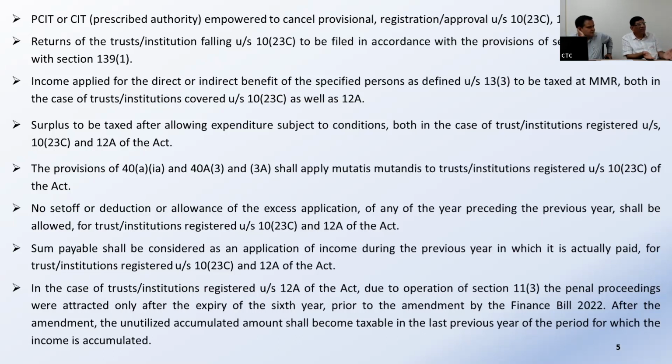Either you change your system of accounting 100% to cash, or you continue with mercantile and add back those provisions, and file your return accordingly. 10B also should be accordingly. After disallowance, only your 10B application of income should be there, and accumulation figures are also to be written in that.